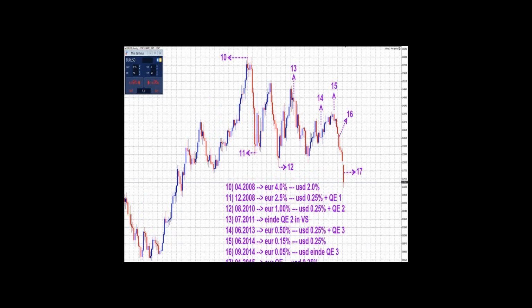Now, the financial crisis at that point was starting, of course. And the U.S. had already responded to that financial crisis by significantly lowering the interest rate quickly and strongly. The euro did it a lot later and slower. But we do see at point 11, actually, price move down.